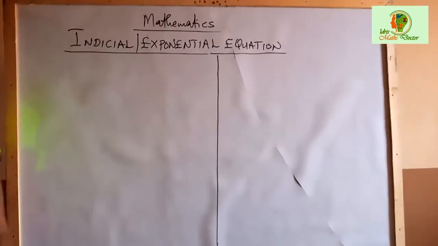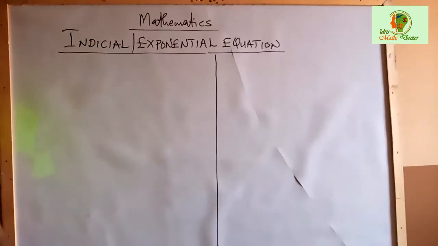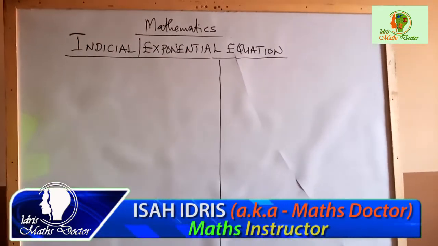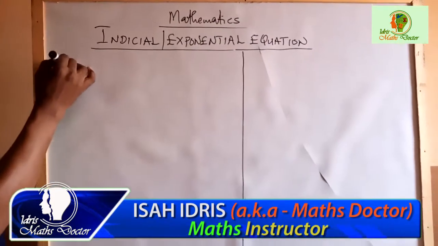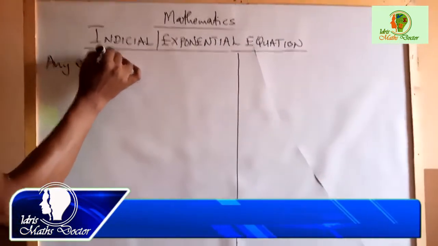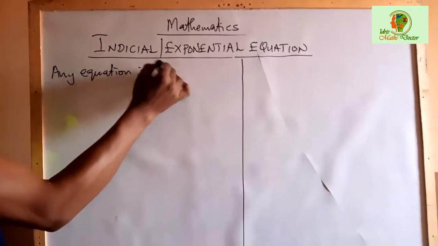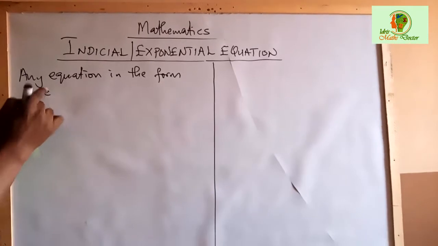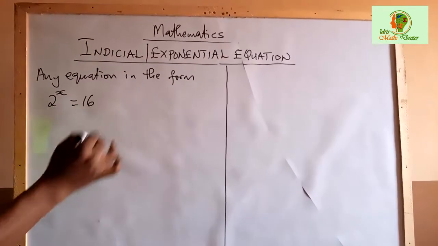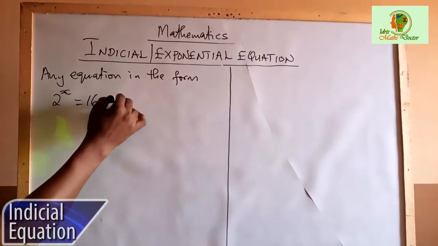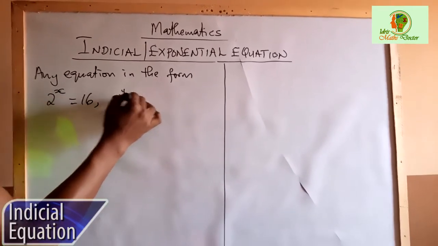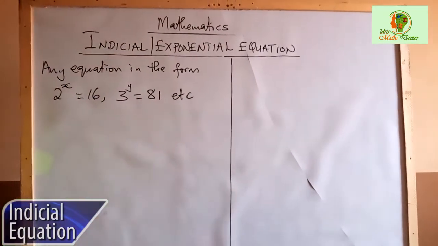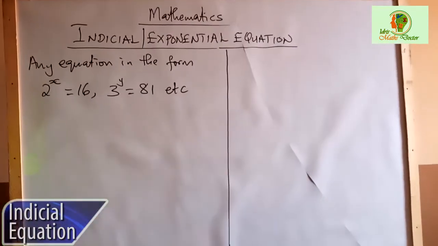Okay, as you can see on the board, indicial, or we call it exponential equation. What do we mean by indicial or exponential equation? Any equation in the form 2 raised to power x equals 16, for instance, or you can have 3 raised to power y equal 81, etc., are called indicial or exponential equations.